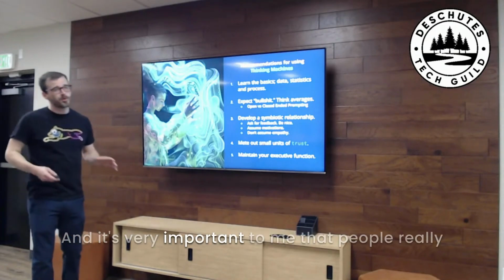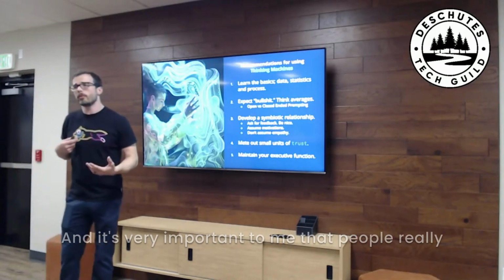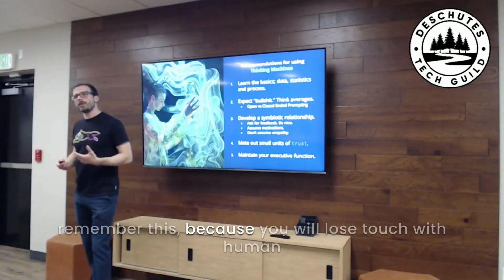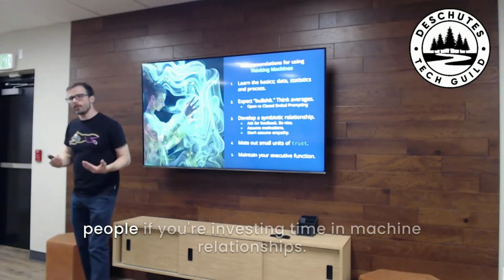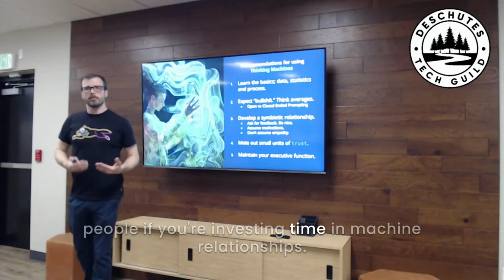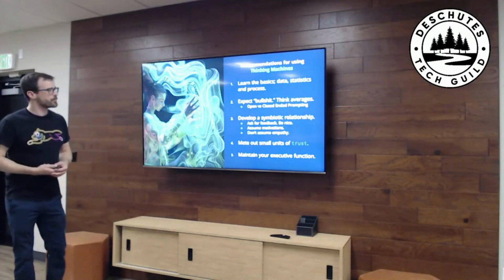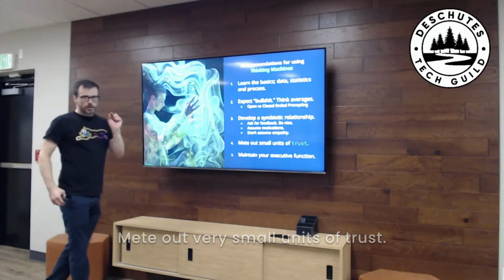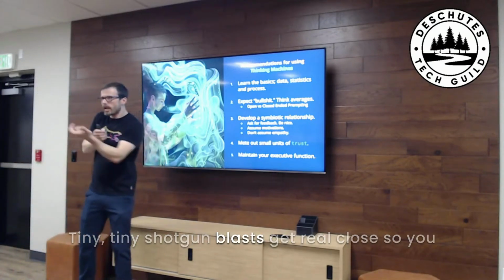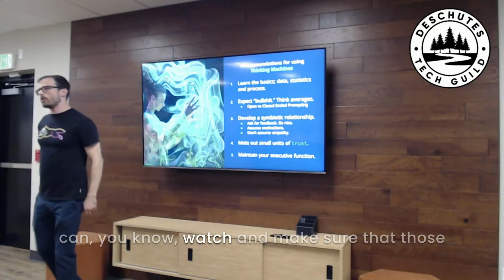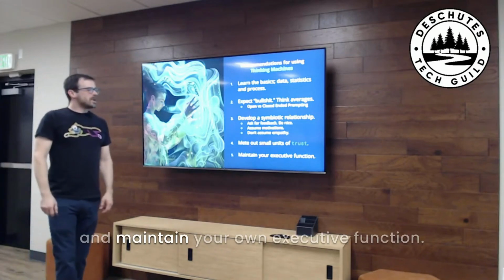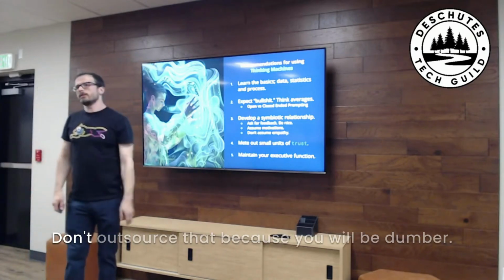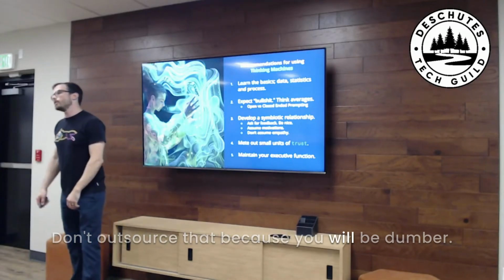And it's very important to me that people really remember this, because you will lose touch with human people if you're investing time in machine relationships. Mete out very small units of trust, tiny, tiny shotgun blasts, get real close so you can watch and make sure that those holes are what you need, where you need them. And maintain your own executive function. Don't outsource that because you will be dumber.